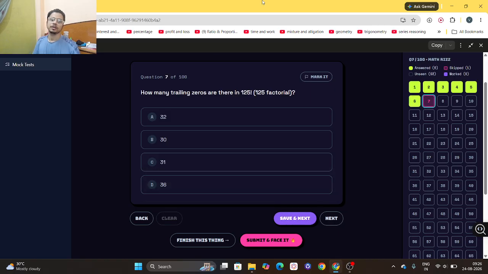How many trailing zeros are there in 125 factorial? That's very simple. 125 divided by 5 is 25, 25 divided by 5 is 5, 5 divided by 5 is 1. 25 plus 5 plus 1, 31.